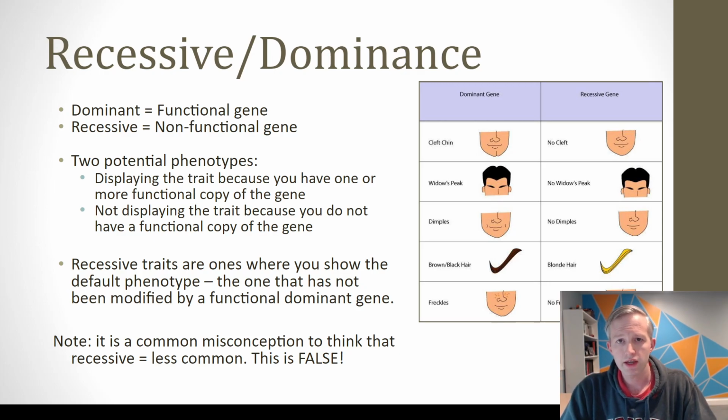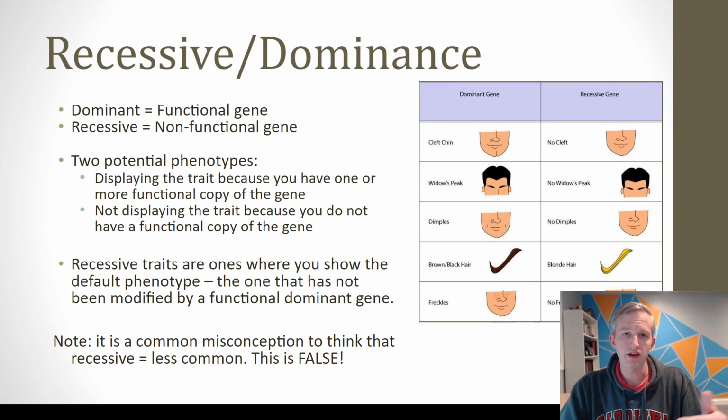Going back to heterozygous individuals, the reason this makes sense is that if you are heterozygous for having a cleft chin, you have one copy of the allele that produces the proteins that give you the cleft chin, so you have a cleft chin. And then you have another copy of the allele that doesn't produce a protein that gives you a cleft chin. It doesn't matter. You still have one copy producing the proteins, and therefore you still have a cleft chin.